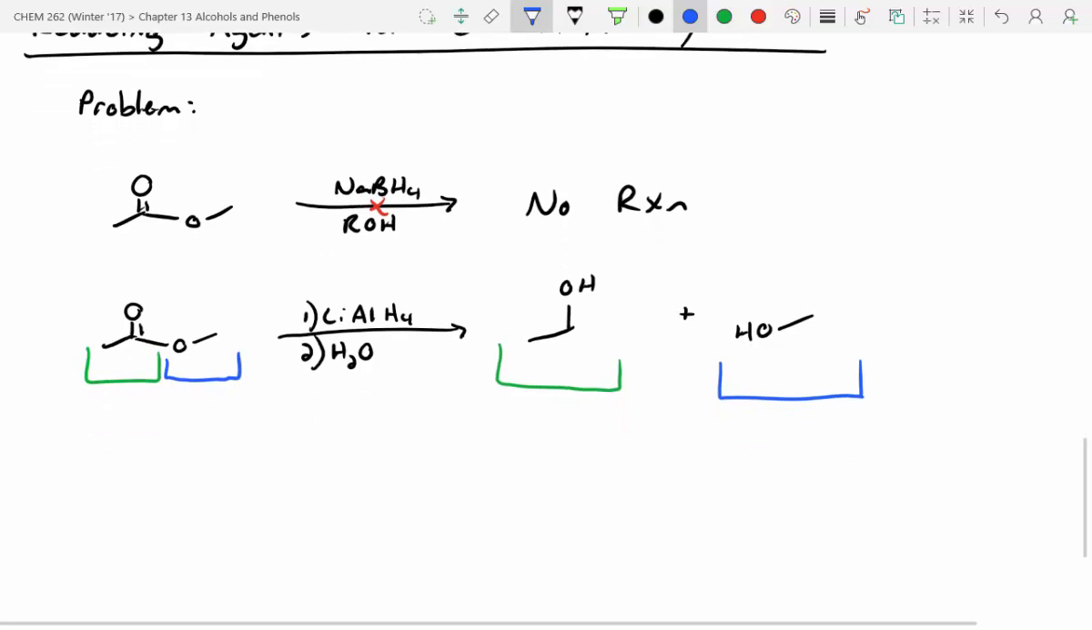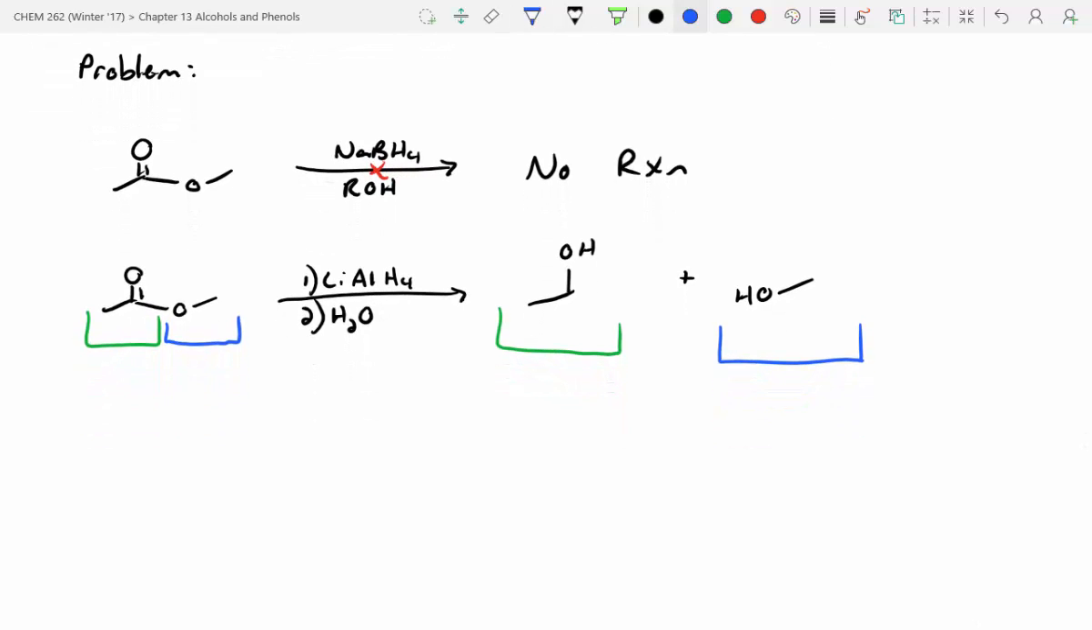One thing too I wanted to note is that this reagent, lithium aluminum hydride, LiAlH4, is the same thing as LAH. So you may see it written both ways in your textbook or on Sapling. LAH is lithium aluminum hydride. It's not anything different. So let's take a look at the mechanism for this.